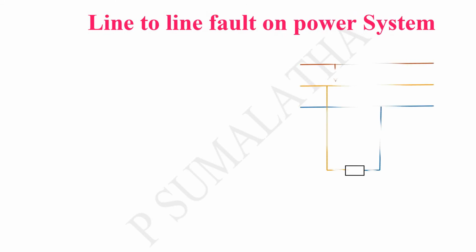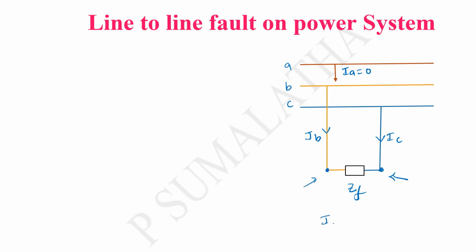Line-to-line fault on power system. Let us consider the same network. Now in this condition, we are assuming the fault has taken place between the phases B and C, and this is the fault impedance ZF. In this condition, the current IA is equal to 0, but the current IB and the current IC both are entering. Either you can take this node or either you can take this node. If you apply the KCL at any of this node, the sum of the current IB plus IC is equal to 0. That is one condition.